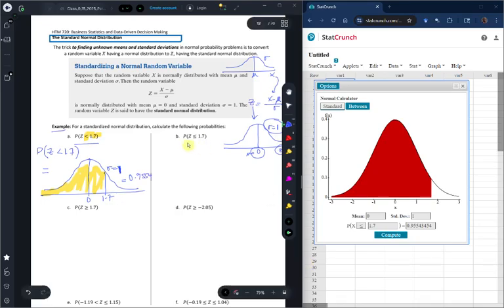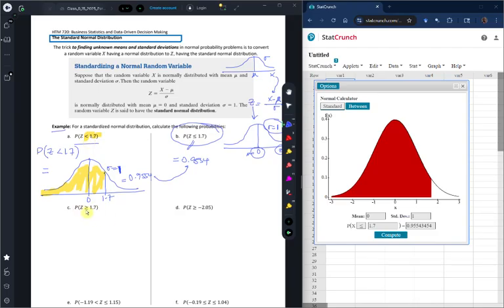Then next, I want to find the probability of z less than or equal to 1.7. It's a good time to remind us that for measured or continuous random variables, whether you put equal to or you don't put equal to, you will get exactly the same value. So this is also equal to 0.9554 when we're dealing with measured or continuous random variables.